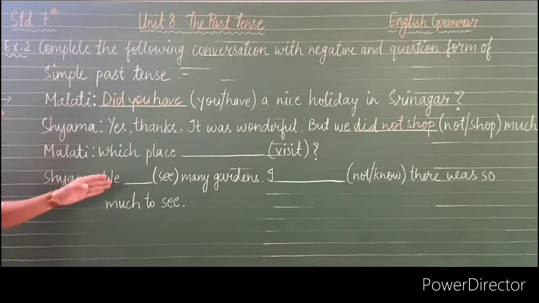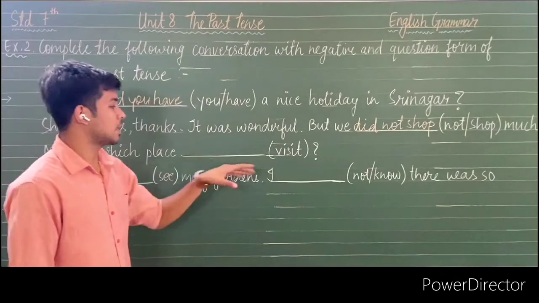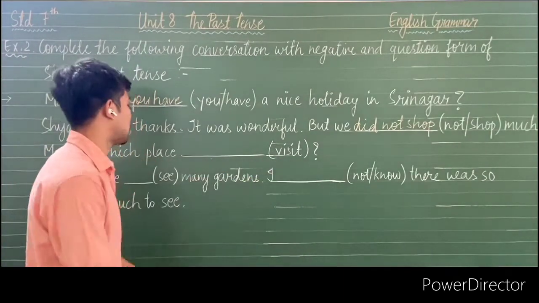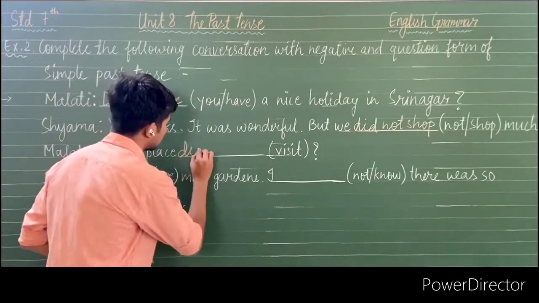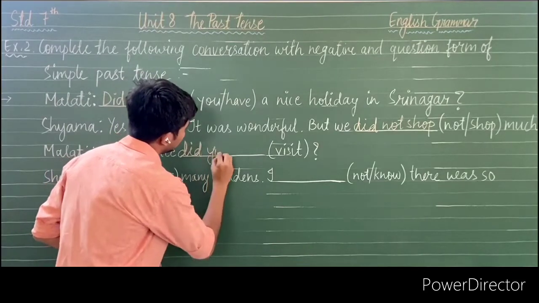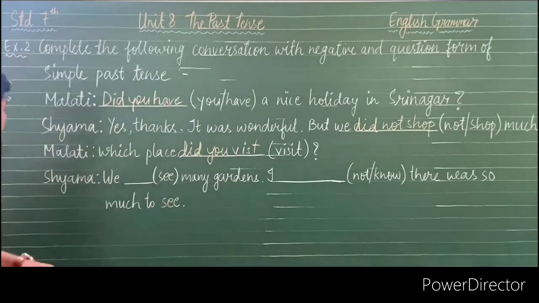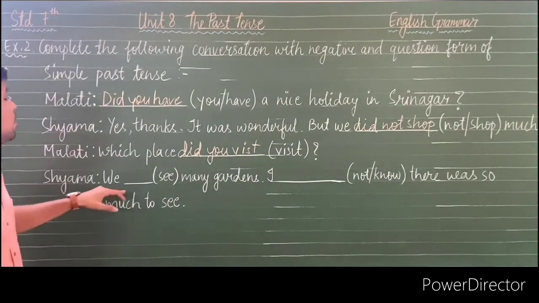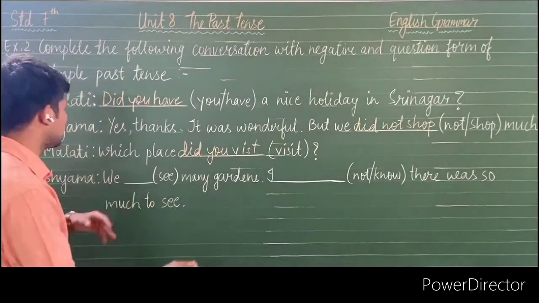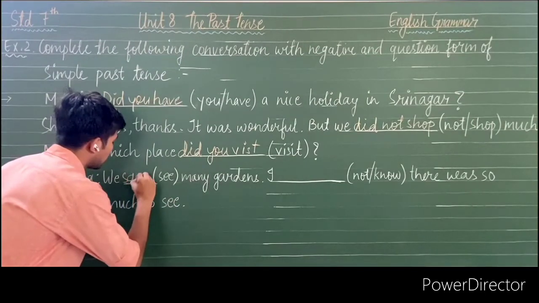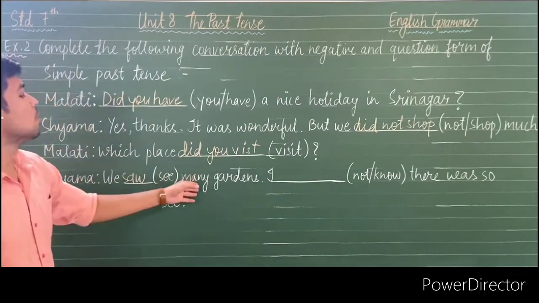Then Malati says, which place blank, and it is "visit" and a question also. Which place did you visit? Then Shyama says, we blank many gardens. So in simple past, it will be: we saw many gardens.